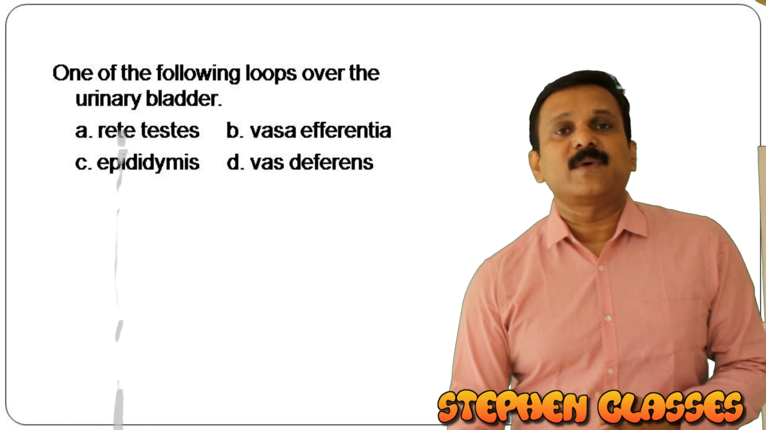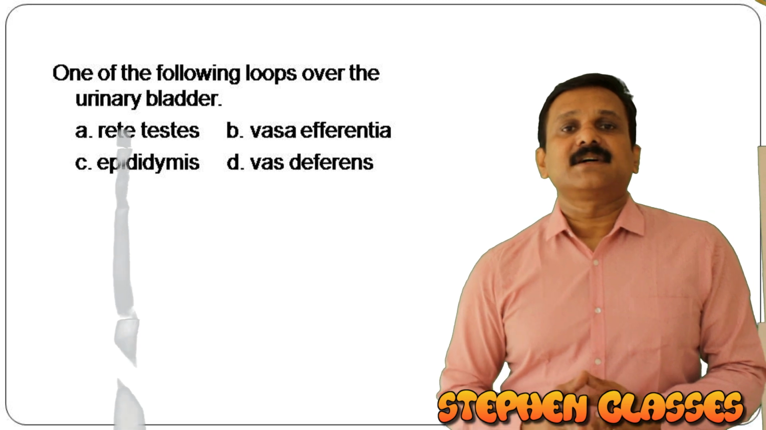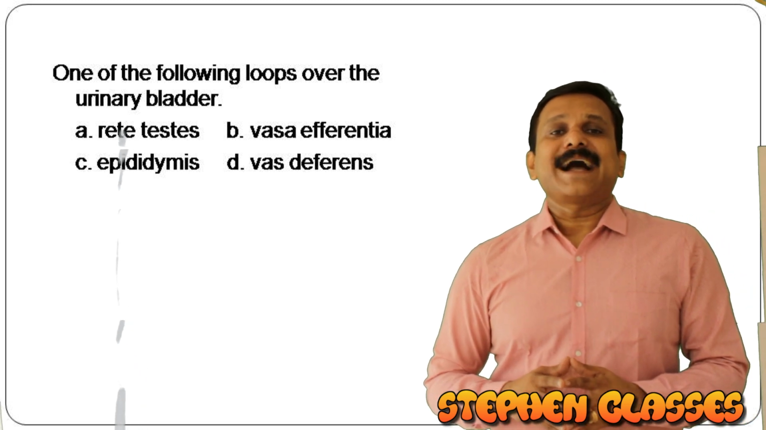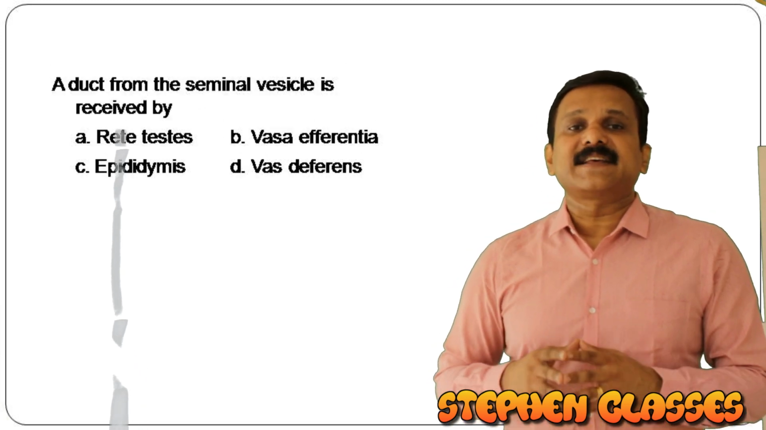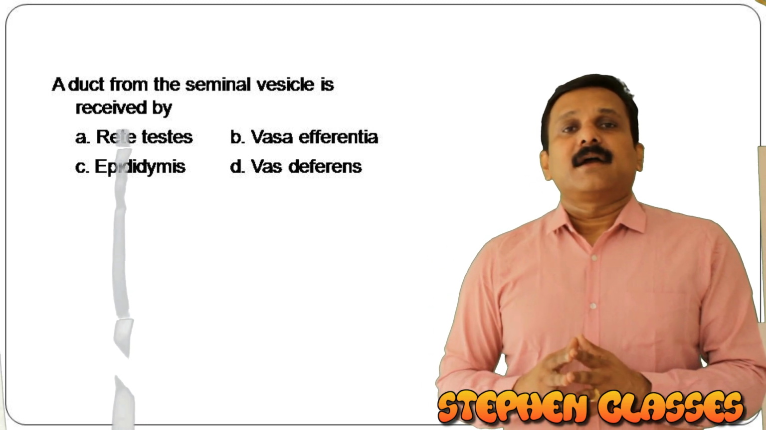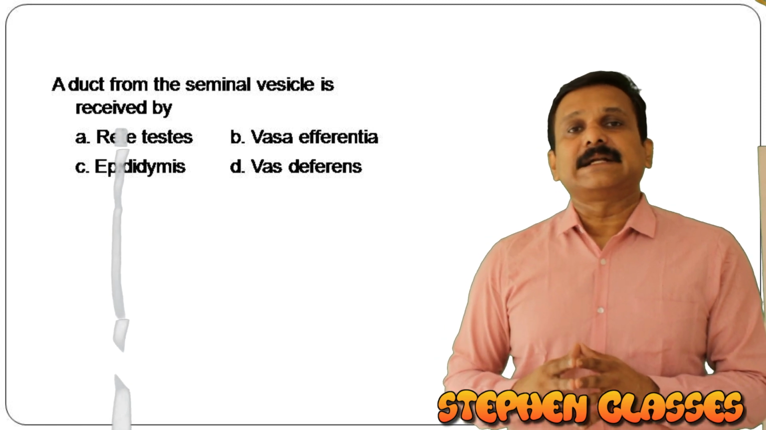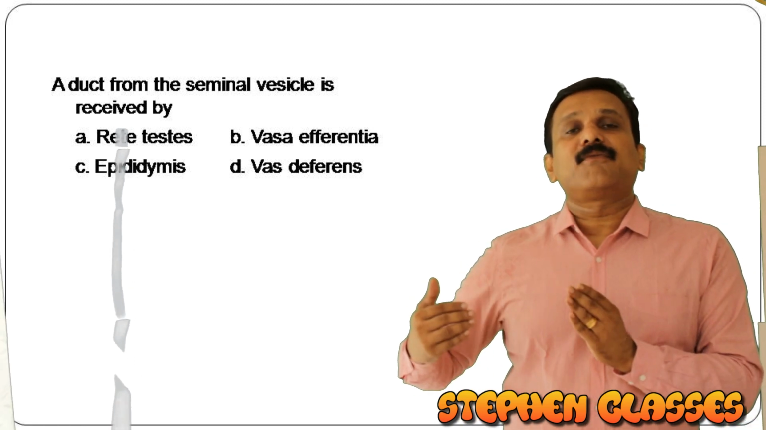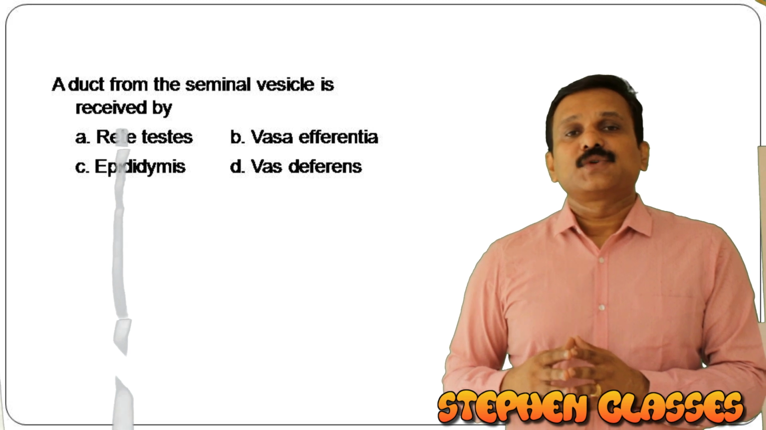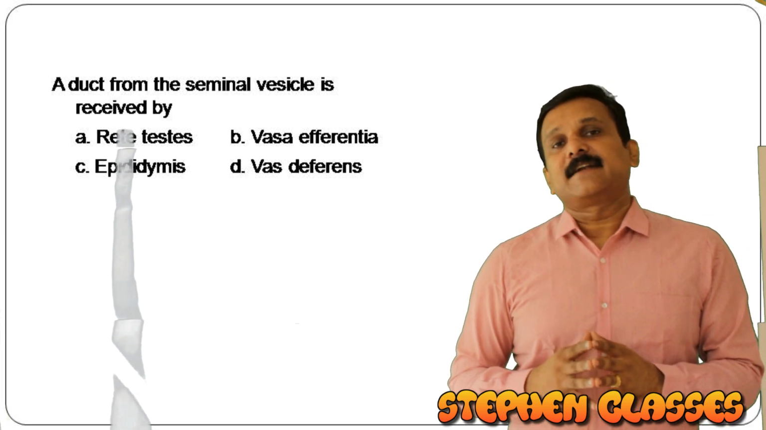So this diagram is very important, right? So we move on to this next question. A duct from the seminal vesicle is received by. So in that diagram again, you can see the vas deferens will receive a duct from the seminal vesicle, and then only it will form the ejaculatory duct. So vas deferens will receive a duct from the seminal vesicle.